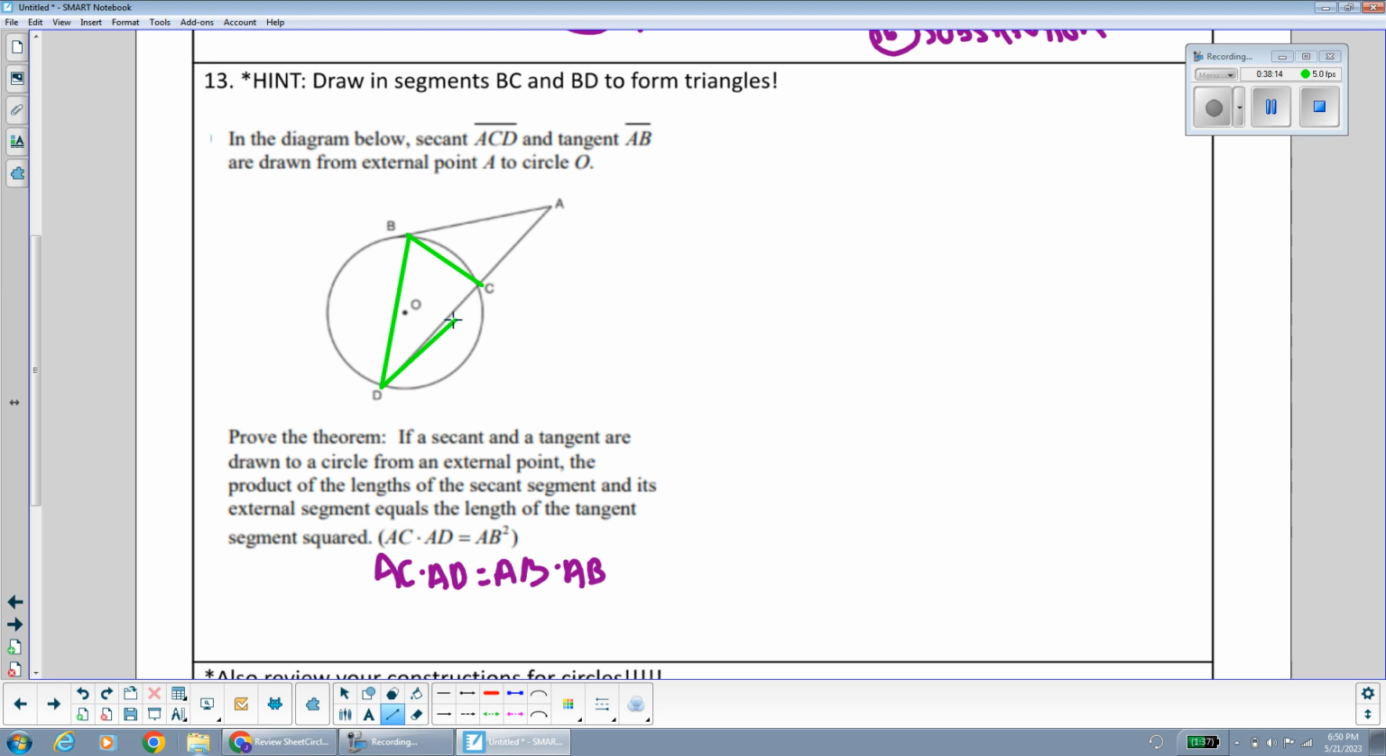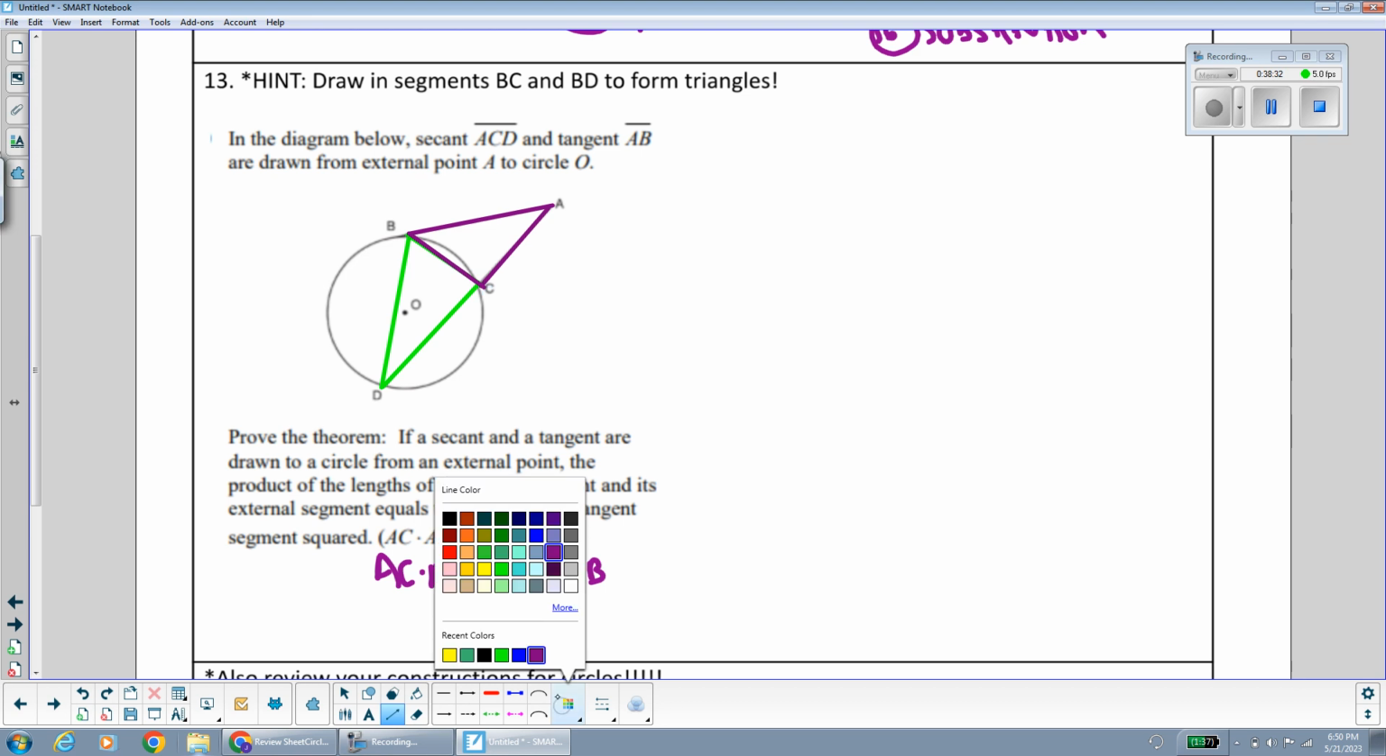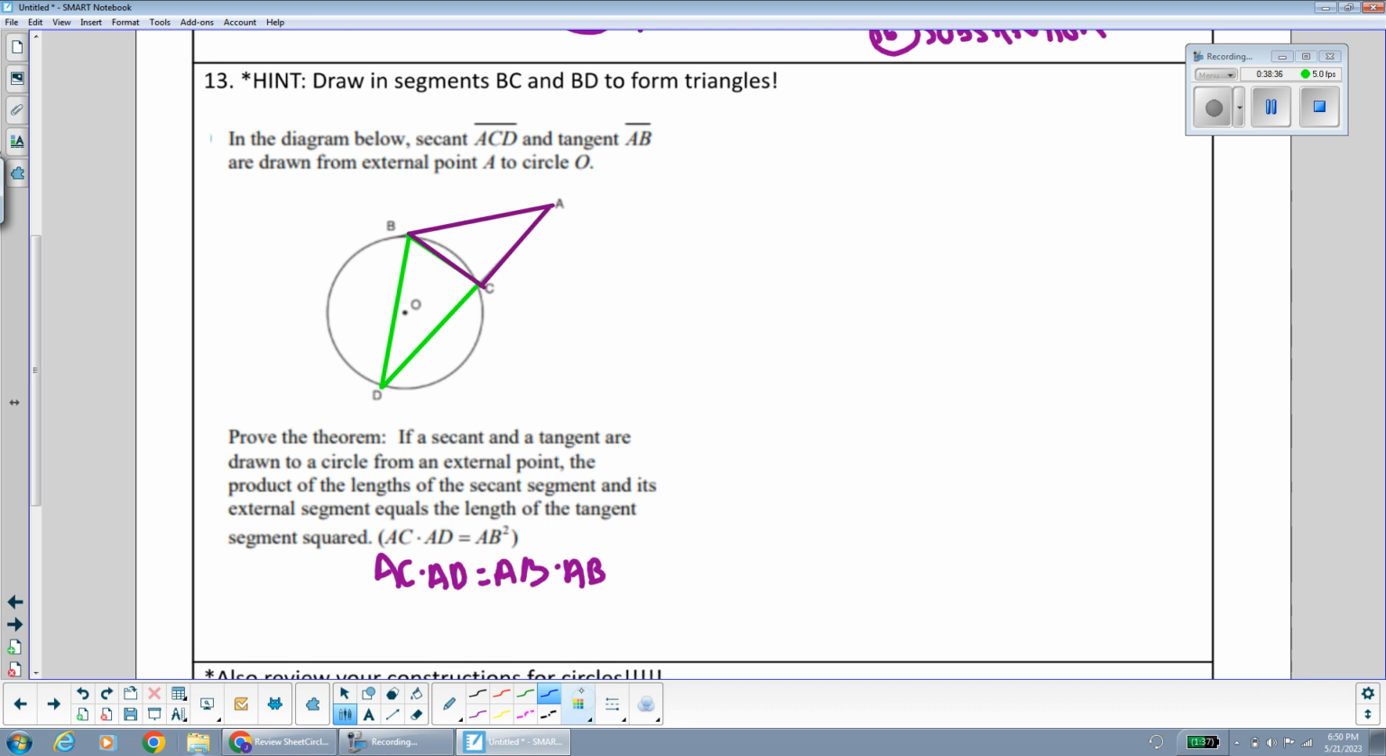to form triangles. Now we have this triangle over here, and we also have this triangle over here. So let's think about how we're going to prove them similar. We're going to be looking for angles again, congruent angles for AA. So let's see what we can come up with.